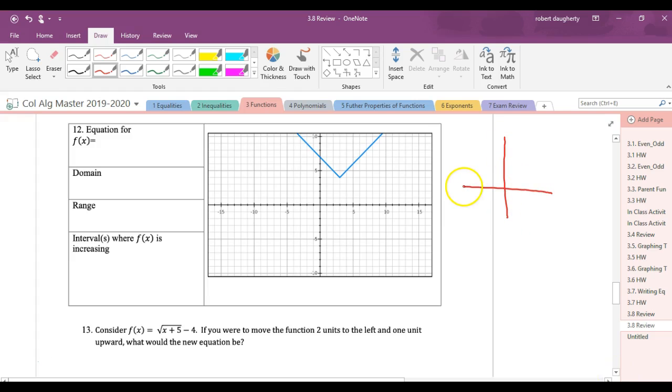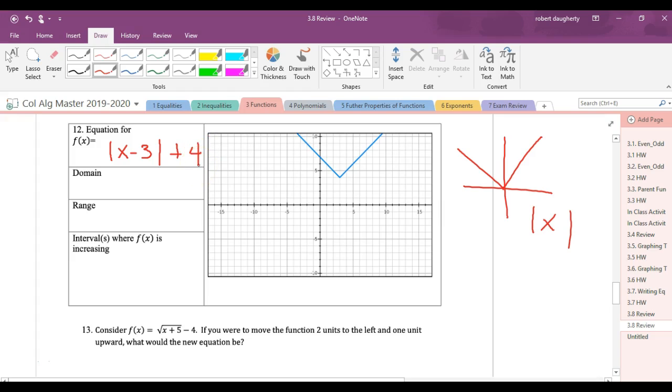That's based on the absolute value of x. Okay, that's what this function is based on. So what has happened to it? It looks like it has moved to the right 3. So the absolute value of x minus 3. And it looks like it moved up 4.